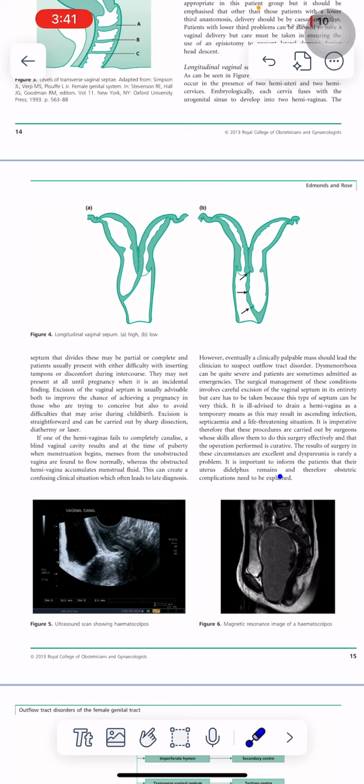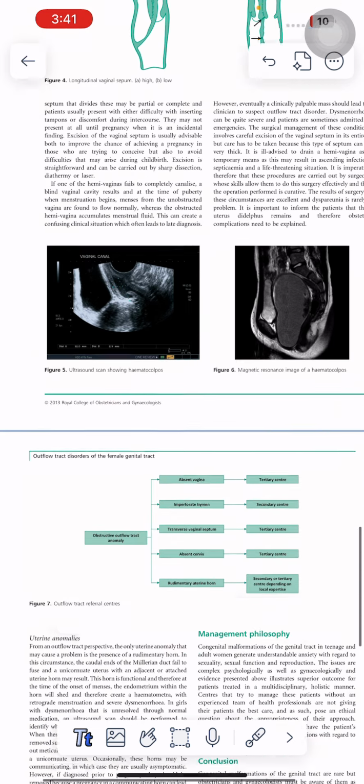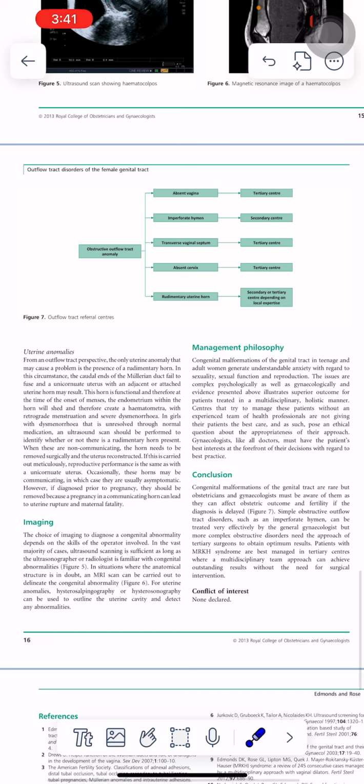The patient is informed that their uterus didelphys remains, and therefore obstetric complications need to be considered. We only remove the symptom, but the didelphys uterus has to remain. Then you can see the obstructed outflow anomalies. If absent vagina, we have to refer to a tertiary center. They can categorize this: imperforate hymen, secondary center; transverse vaginal septum, tertiary; absent vagina, tertiary; and rudimentary horns, secondary or tertiary care center.